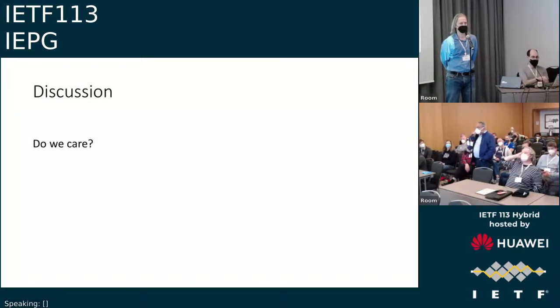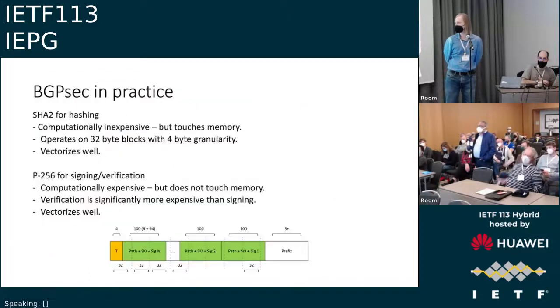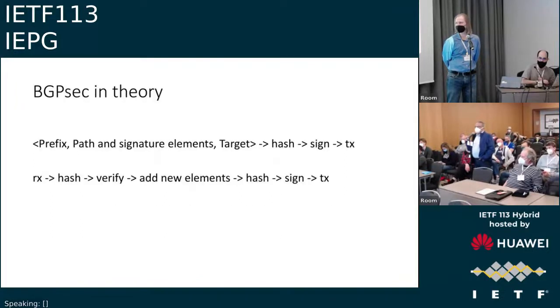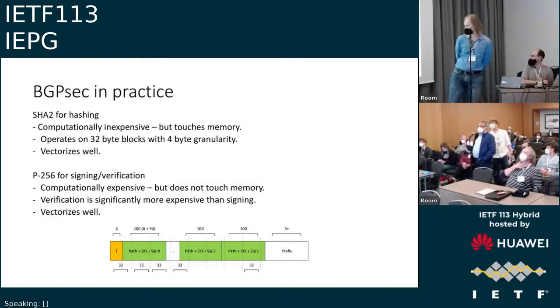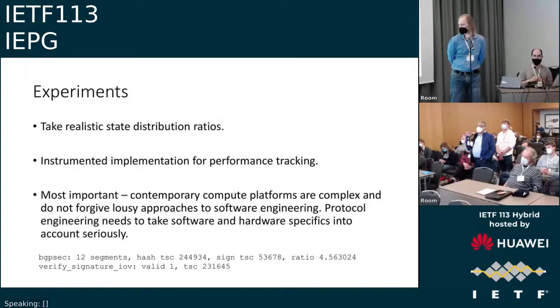If you go to slide 8, he talks about how we should take the specifics of the compute platform. 1, 2, 3, 4. Yeah, it's down in the corner. Not on this screen, it's not. Oh, okay. One more. There we go. That's it. Now I can see him. So protocol engineering needs to take software and hardware specifics into account seriously. I think this is something we need to do in the IETF, not just here. We're talking about changes to MPLS, and we need to do this.